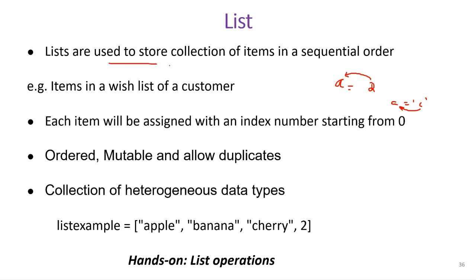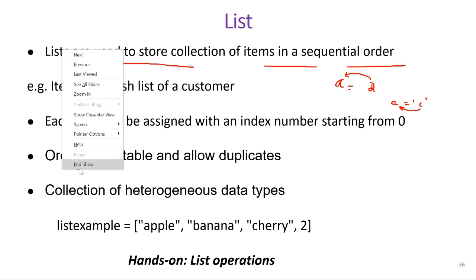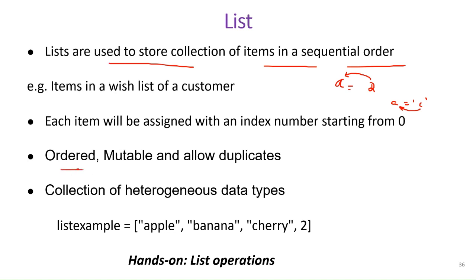List is used to store a collection of items in a sequential order. There is a definite order. Now see here, list is ordered, mutable, and allows duplicates. Now let us see list here.